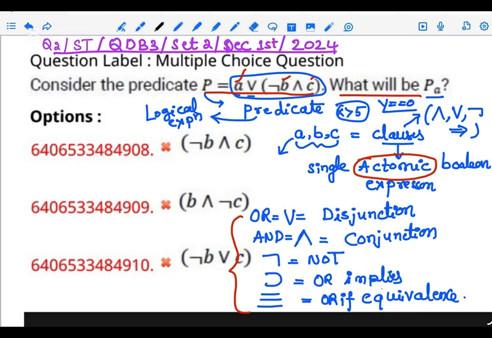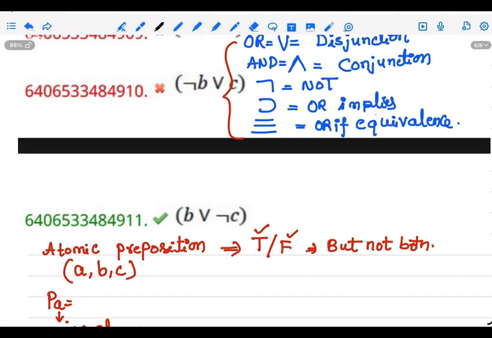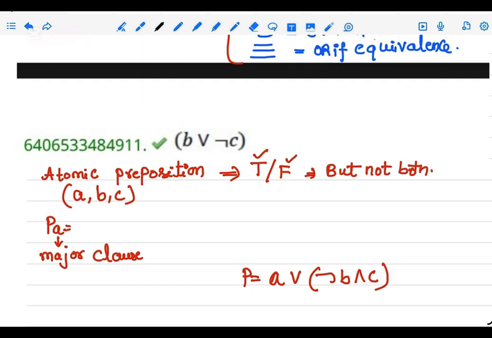What will be PA? A is the major clause. So what is the predicate given in the question? This is the given predicate and they are asking to find PA. A is the major clause, so B and C are the minor clauses.